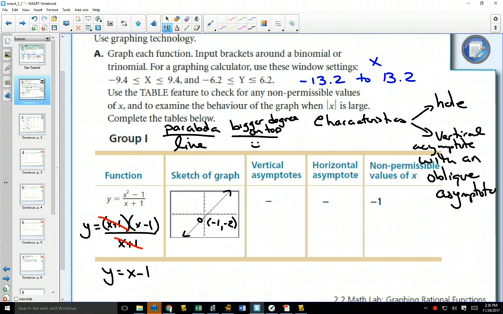If this was x minus 3, then 3 would have been your non-permissible value. Well, if -1 was still your non-permissible value, that's what you're going to plug in.